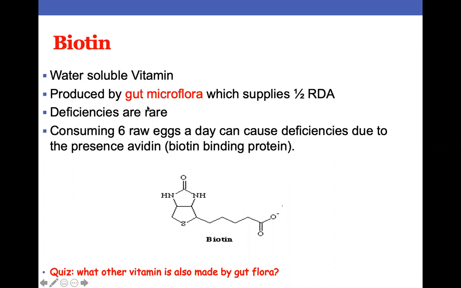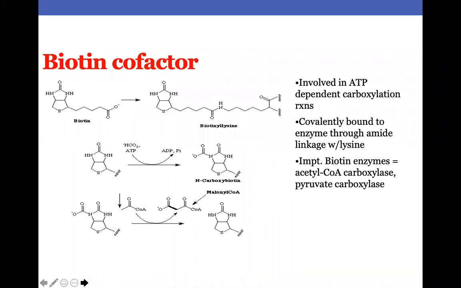Okay, as one last quiz, and then I believe we're done. Over here it says that biotin is produced by gut microflora, and I have a quiz for you: what other vitamin is also made by gut microflora? Why 6 raw eggs, specifically? I have no idea. I think that's just random. Okay, biotin has a cofactor. It's literally called biotin cofactor. I don't think there's anything particularly high yield with this.